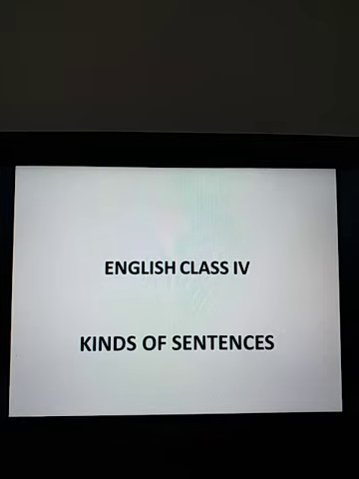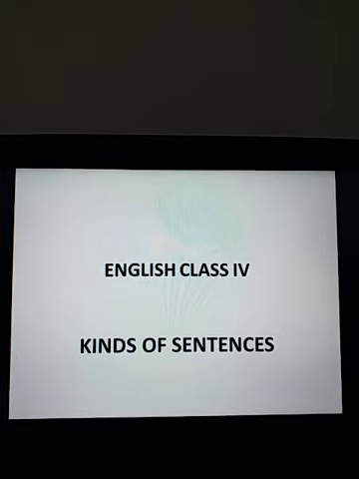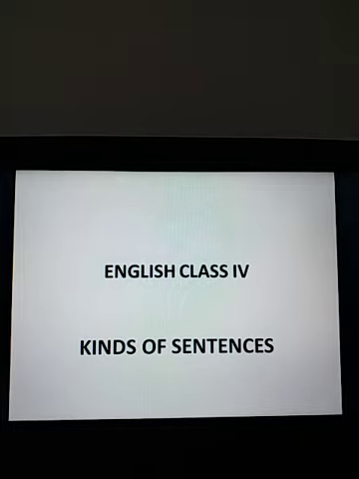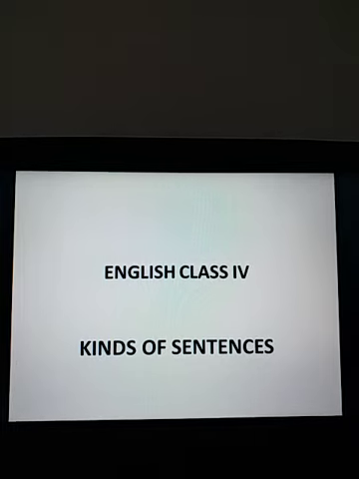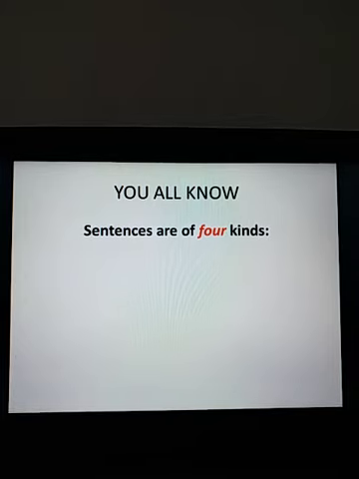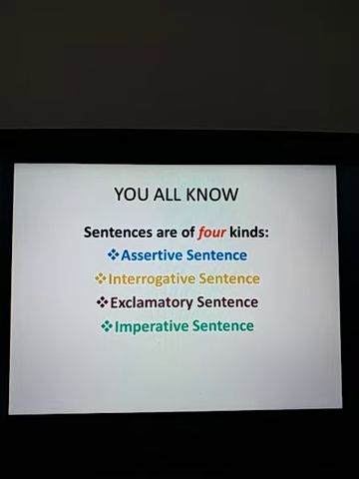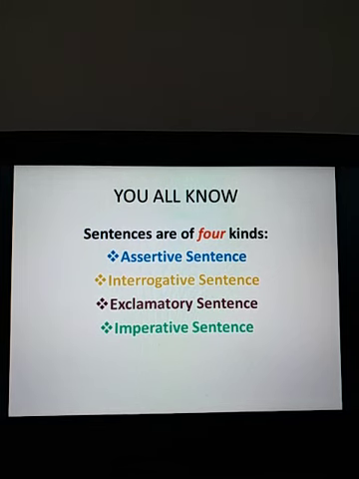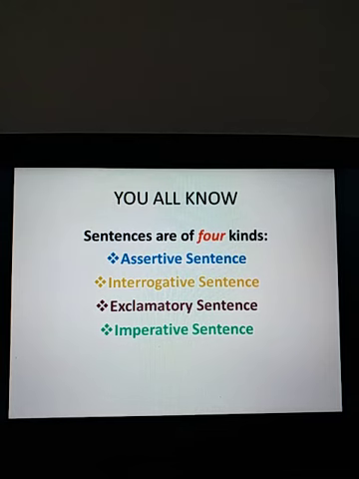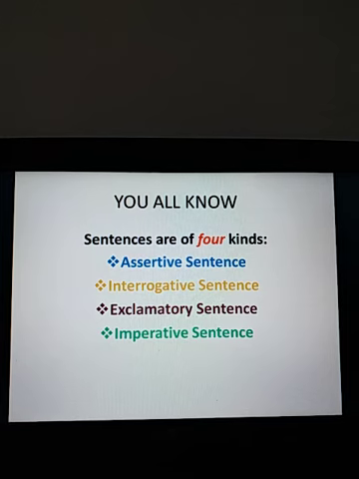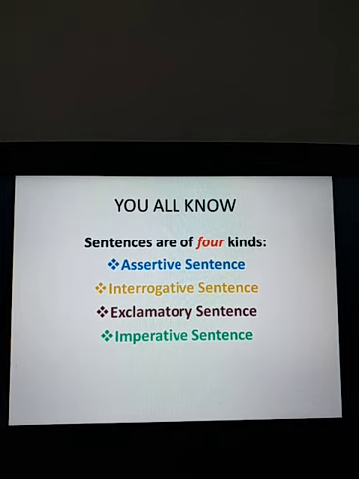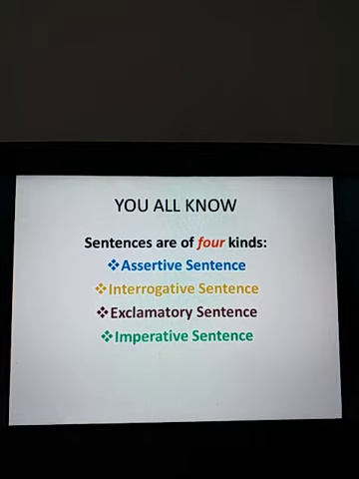Now before we move on to our next two kinds of sentences, let us just have a quick recap of what we had studied in our previous class. Now you all know sentences are of four kinds: assertive, interrogative, exclamatory and imperative sentence. Assertive and interrogative sentences we had already discussed in the first class. Let's have a quick recap of that before we move on to learn about exclamatory and imperative sentence. Right.